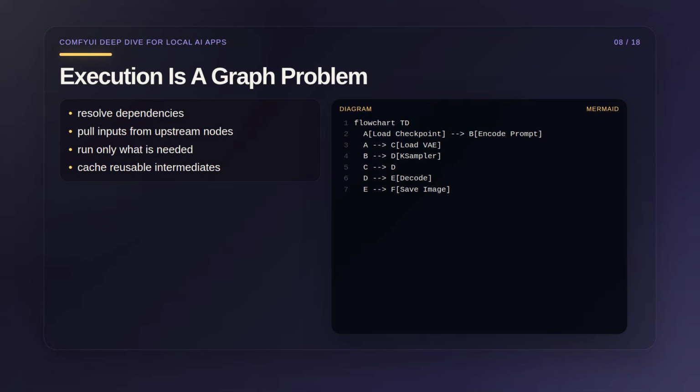Once a workflow passes validation, execution becomes a graph problem. ComfyUI resolves dependencies, pulls outputs from upstream nodes, and runs only what the current graph needs. That is why this model fits media pipelines so well. These workflows have reusable branches, expensive setup steps, and very clear data flow.